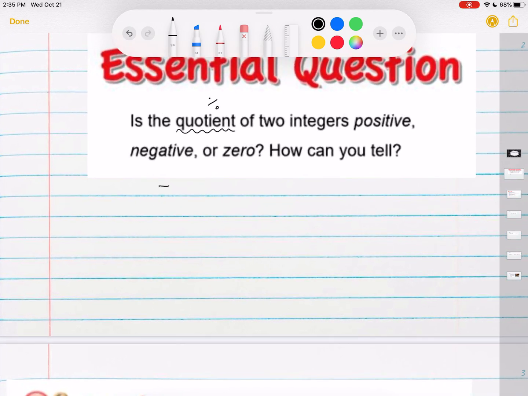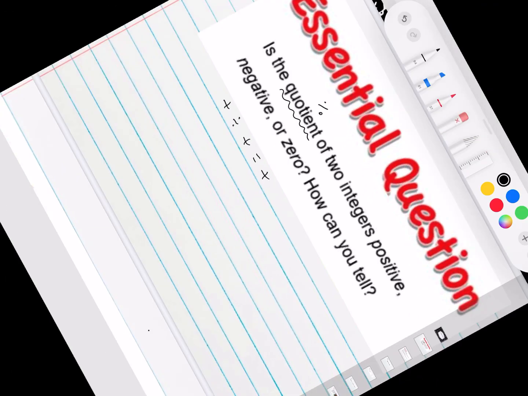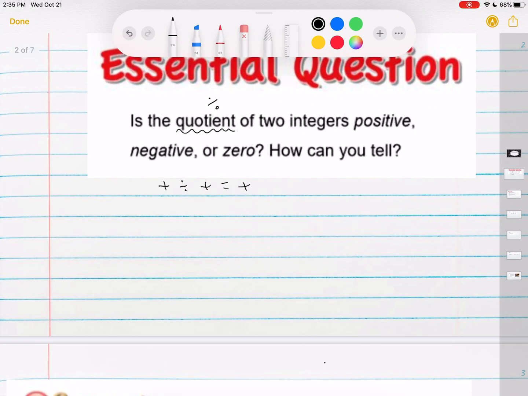Well, we know that a positive number divided by a positive number is going to be positive, right? You've been dividing positive numbers for years. You've always gotten a positive number as your answer. Well, what about a positive divided by a negative? Or a negative divided by a positive? Or lastly, a negative divided by a negative?